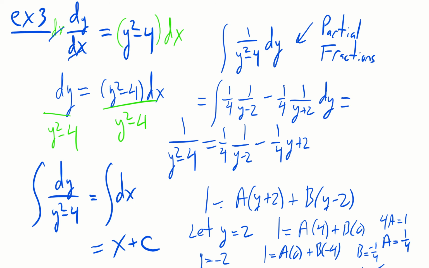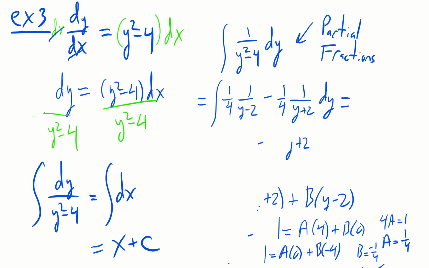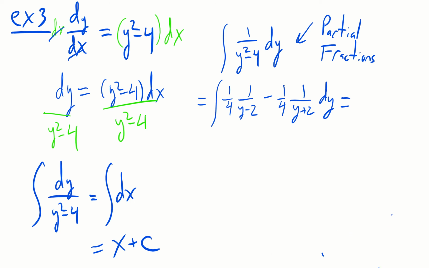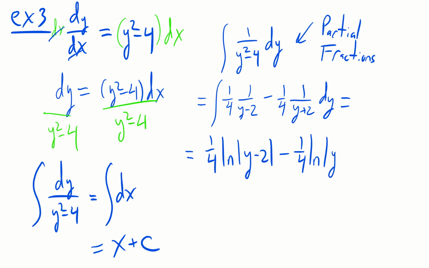And now we can use logarithmic integration to get these answers. So the antiderivative is going to be equal to 1/4 the ln of the absolute value of y minus 2, minus 1/4 the natural log of the absolute value of y plus 2. And that's what we have on the left-hand side of our differential equation here.